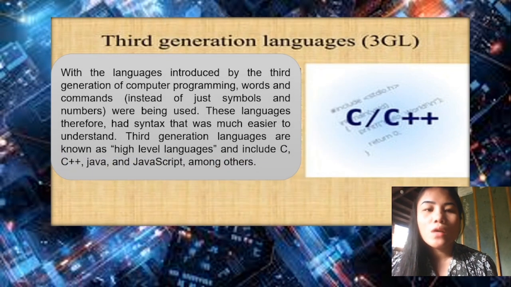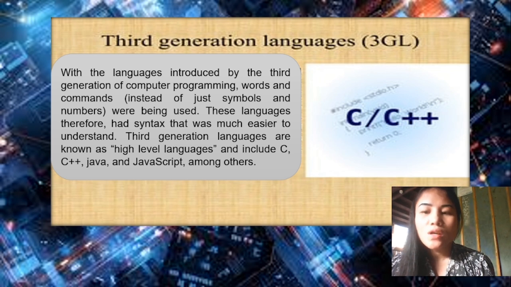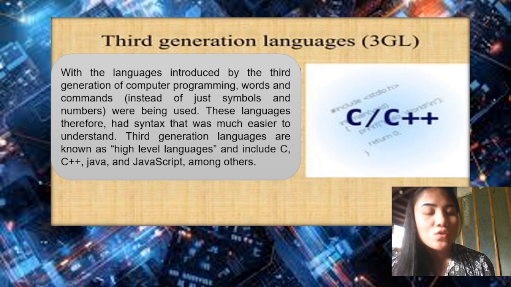Third generation languages, 3GL. With the language introduced by the third generation of computer programming, words and commands, instead of just symbols and numbers, were being used. These languages therefore had syntax that was much easier to understand. Third generation languages are known as high-level languages and include C, C++, Java, and JavaScript, among others. So, asya ini siya an example sa third generation languages, which is C and C++.